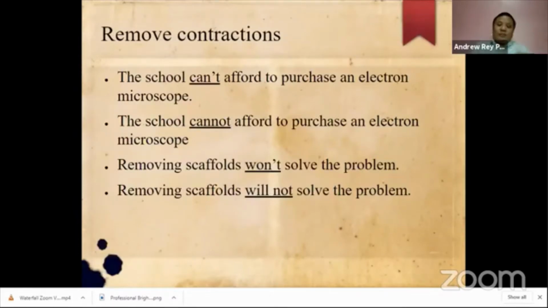You also, of course, many of you know this already. You need to remove contractions. The school can't afford to purchase an electron microscope. You say the school cannot afford to purchase an electron microscope. Removing scaffolds won't solve the problem. Instead, you say removing scaffolds will not solve the problem. By the way, won't can be used in editorial. If you are into journalism, editorials allow contractions like won't. Okay, but in academic writing, you have to replace that with will not.